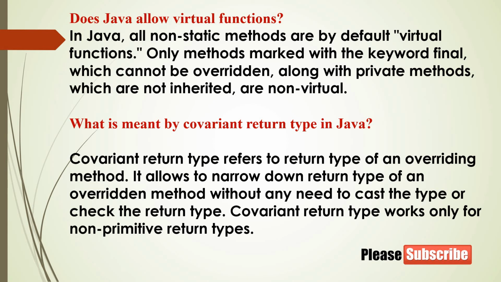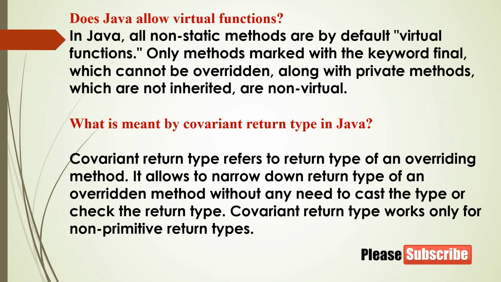So in Java, all non-static methods are virtual functions by default. Only methods marked with the keyword final, which cannot be overridden, along with private methods, which are not inherited, are non-virtual. So private methods and methods with the final keyword, which cannot be inherited or overridden, are non-virtual. Apart from that, all non-static methods are virtual by default.